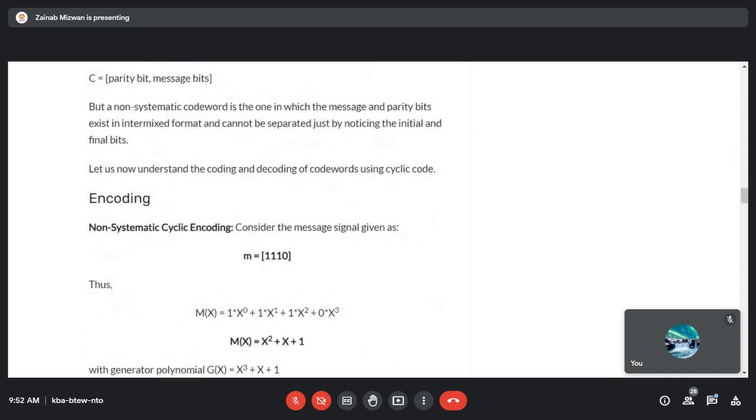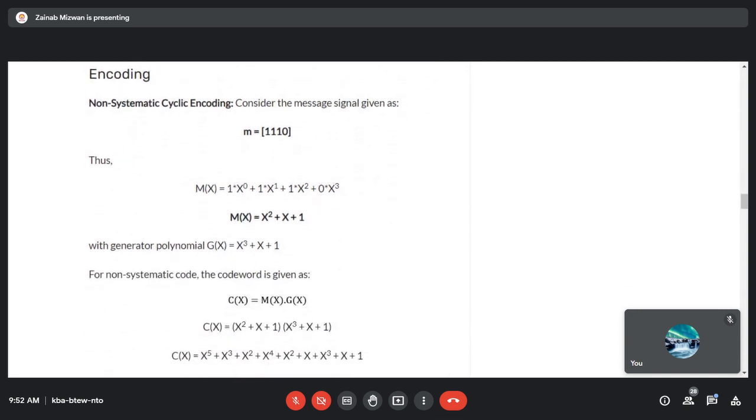Now what I am telling you is just what the non-systematic cyclic encoding technique is. Then we will come to the actual procedure for generating the systematic code word, which is what is asked in the exam. It is always for the systematic cyclic encoding. Non-systematic is asked just for reference, like what is non-systematic cyclic encoding.